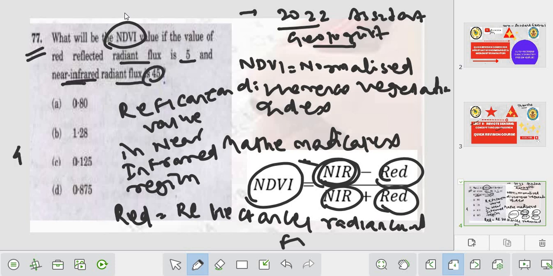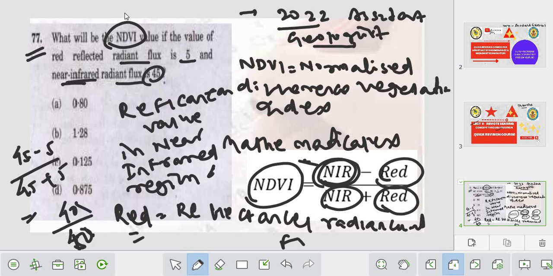So 45 minus, in the red region, that is 5, upon 45 plus 5. So 45 minus 5 is 40, upon 50. That is 4 by 5, and it comes to 0.80. The answer will be option A, 0.80.